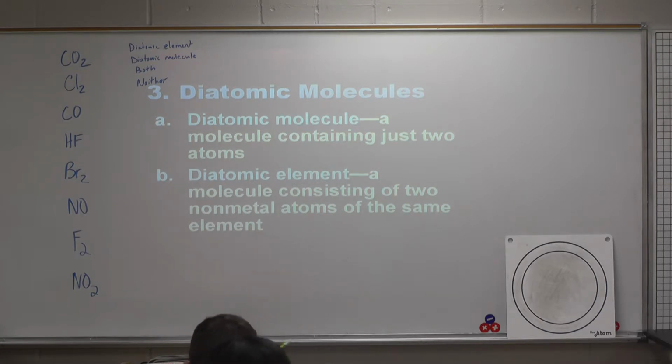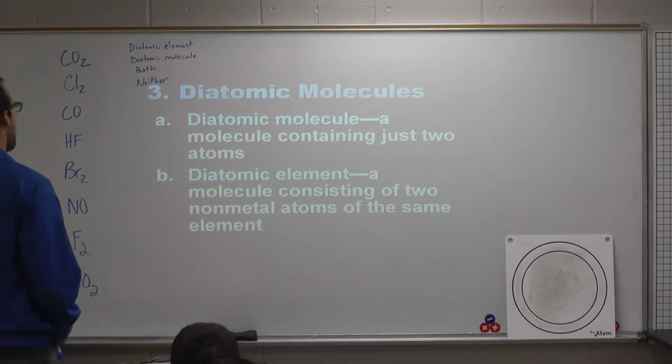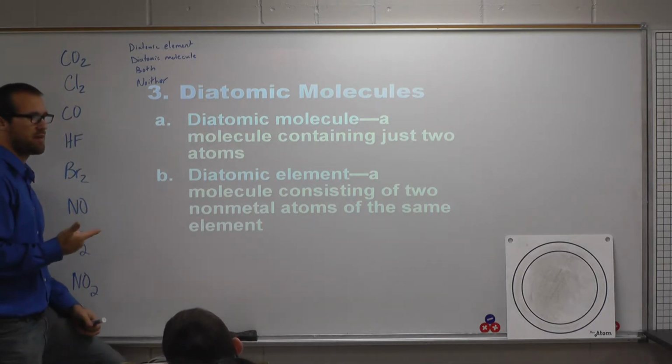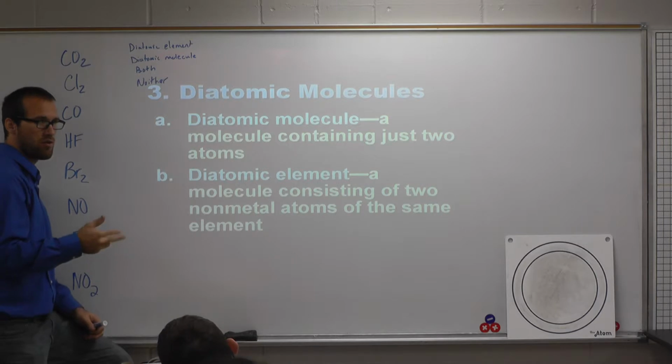It says a diatomic molecule is a molecule containing just two atoms. That's all it says. Does it say anything about having to be a specific element? It just says two atoms. A diatomic element is specifically two atoms of the same element. I put a list of these up here. I want you to tell me, is it a diatomic element, a diatomic molecule, could you call it both or neither?